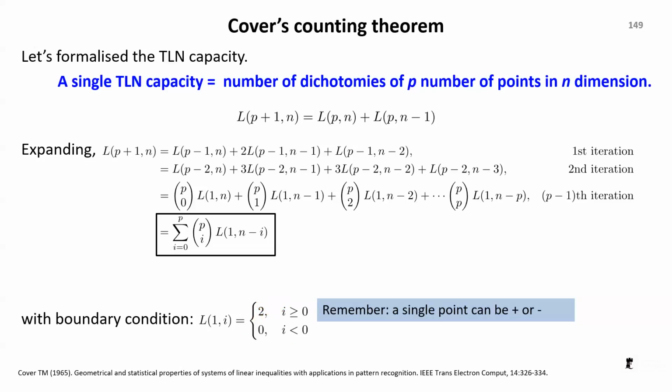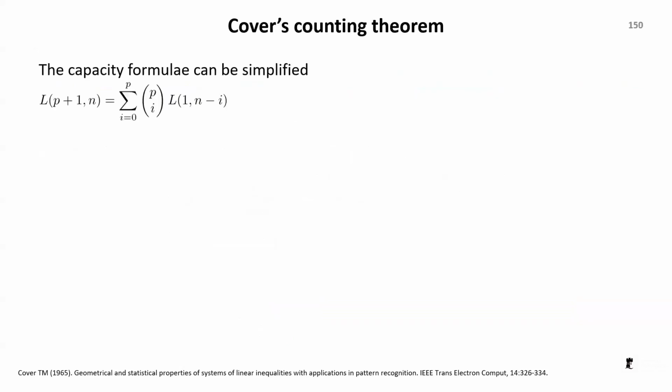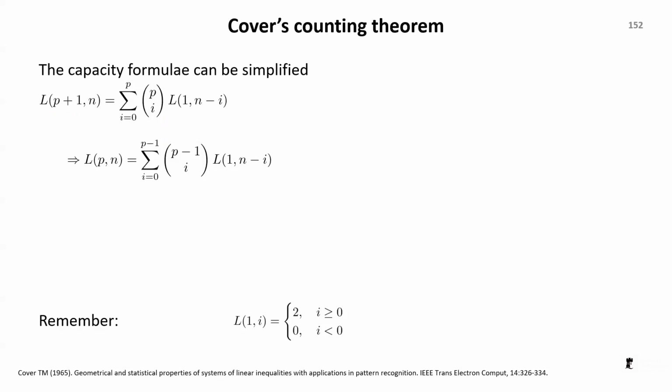So knowing this boundary condition, we can further simplify. First, this is not convenient because of L(P+1, N). I just want to make it into a more convenient notation. So instead of P plus 1, I change it into P. So P becomes P minus 1, right? Because I just change P plus 1 to P. If I have P, it becomes P minus 1. Using this boundary condition, we can further simplify this equation.